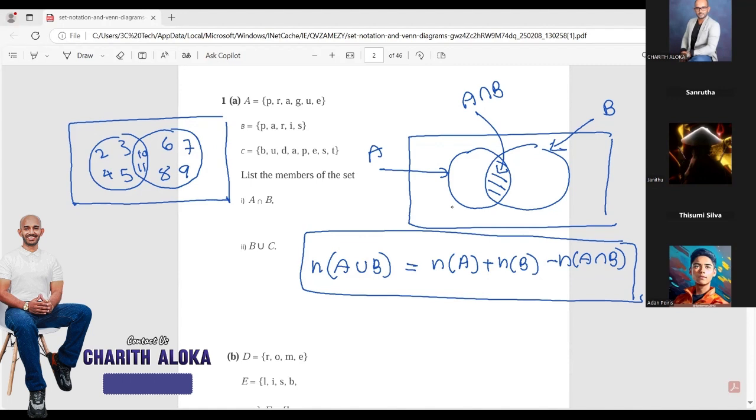Okay, so I'll give you 2 minutes. This is the first question, then we can do the questions in this PDF. By using this formula, you find n(A union B). I give you only 2 minutes, you can get the answer. n(A union B), right?